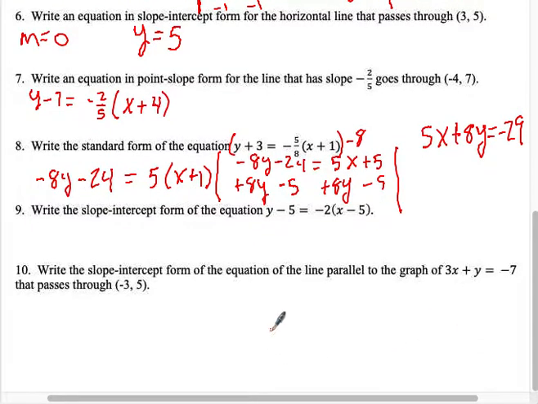Right, slope-intercept form of the equation. This one again is given to us in point-slope form. This time we want to get it to y-intercept form. So now we just need to distribute first. So it'd be y minus 5 equals negative 2x plus 10. And all I got to do is get y by itself, so add 5. That would be y equals negative 2x plus 15. That's the easier one, going to slope-intercept form.